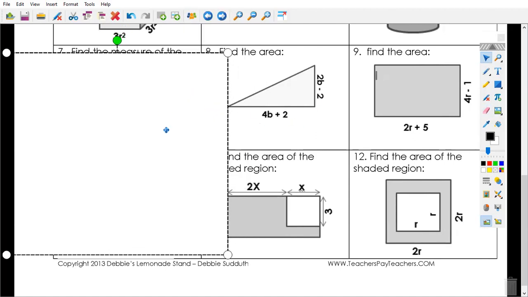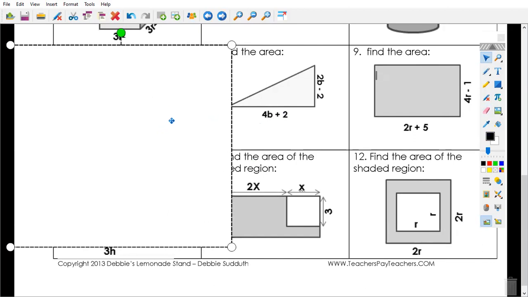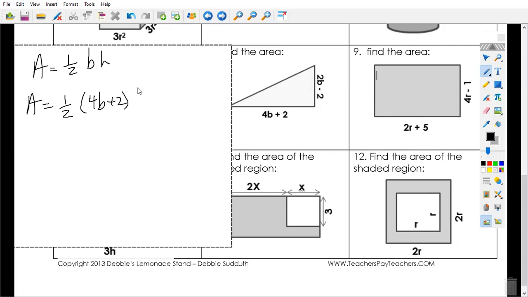Here, it wants us to find the area. So we're multiplying, because the area of a triangle equals 1/2 base times the height. So area equals 1/2. What's our base? 4b plus 2. Our base is actually the 2b, or I guess it's on its side. Does it really matter?